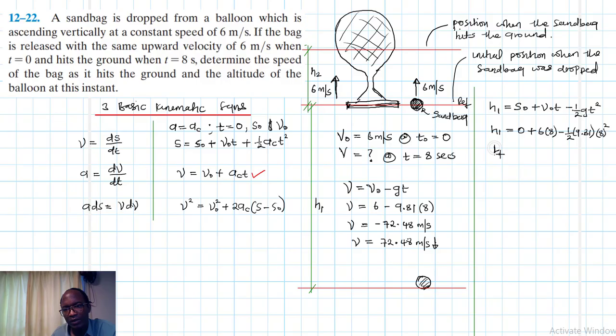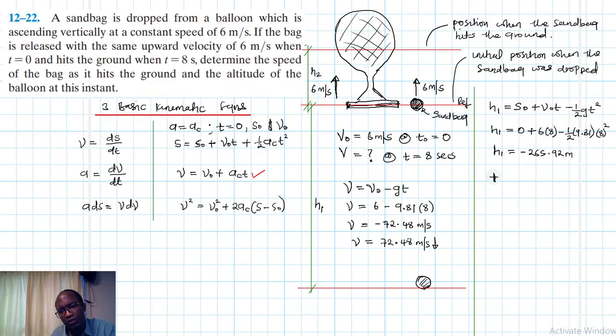Therefore, H1 when the sandbag is released is equal to 6 by 8 minus 0.5 by 9.81 times 8 squared. This gives us minus 265.92 meters, right?